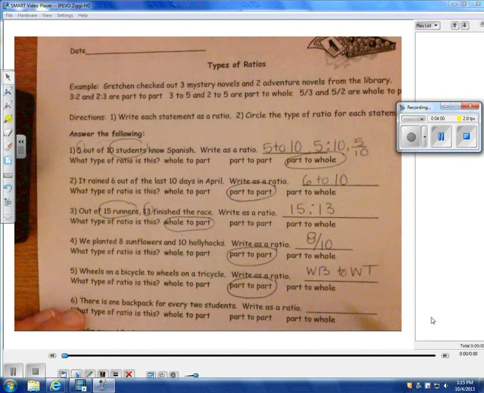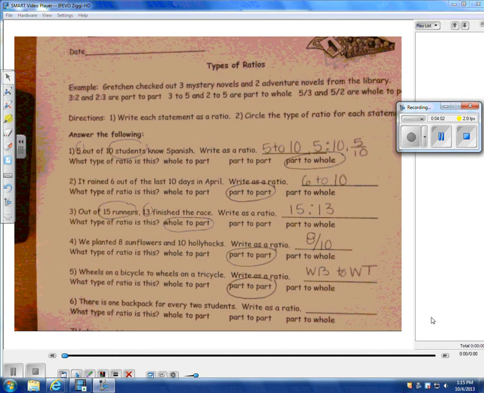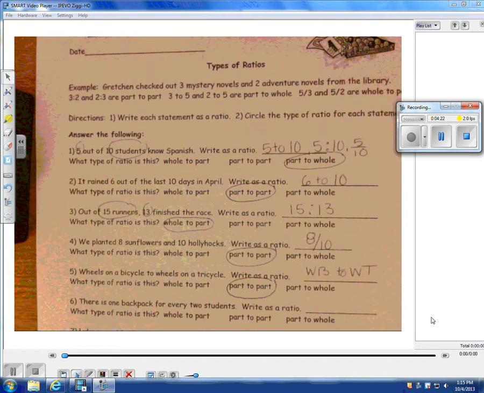So just remember when you are looking through number 6 through 10 on your own, that if you're comparing a piece of the whole to the entire thing, you're looking at a part to a whole. If you're comparing 2 different things, you're looking at a part to a part. And if you're comparing the total then to a piece of it, that's whole to part.